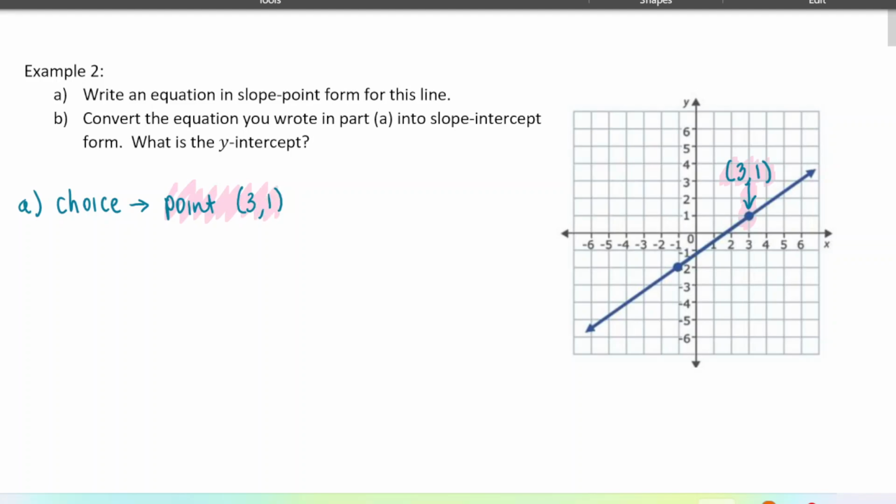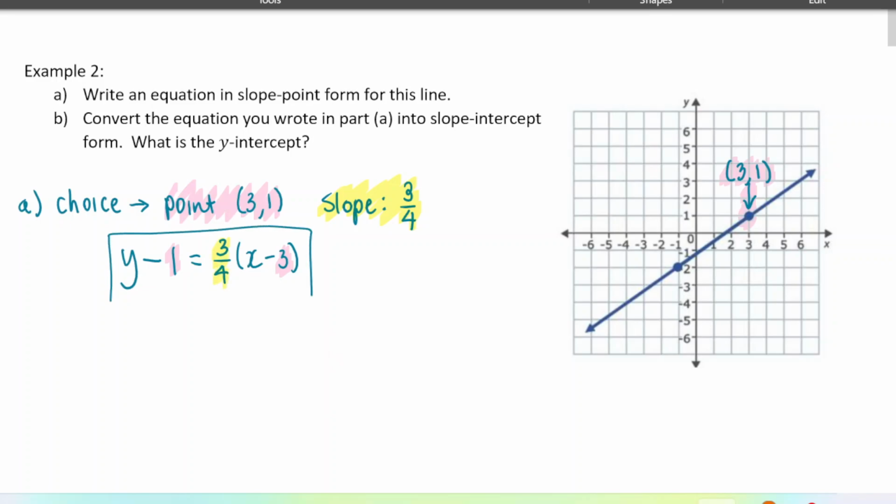And our slope, we're going to have to count that out. I'll count from this point to this point. I count 1, 2, 3 up and 1, 2, 3, 4 to the right. So it would be 3 over 4. Okay, so here's our equation. y minus 1 equals 3 over 4 times (x minus 3). So the coordinates of the point go here and here, and then the slope goes there.